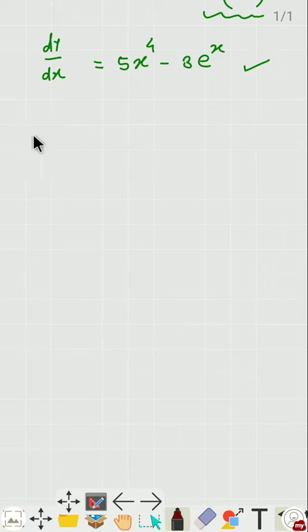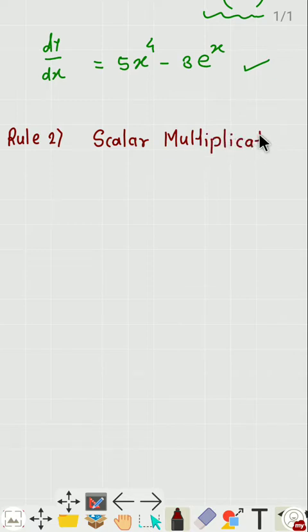Rule of multiplication, rule number 2. We write scalar multiplication first. In this rule, first of all we state the rule. The rule is: if y is equal to k times u, where u is a function of x and k is a constant.